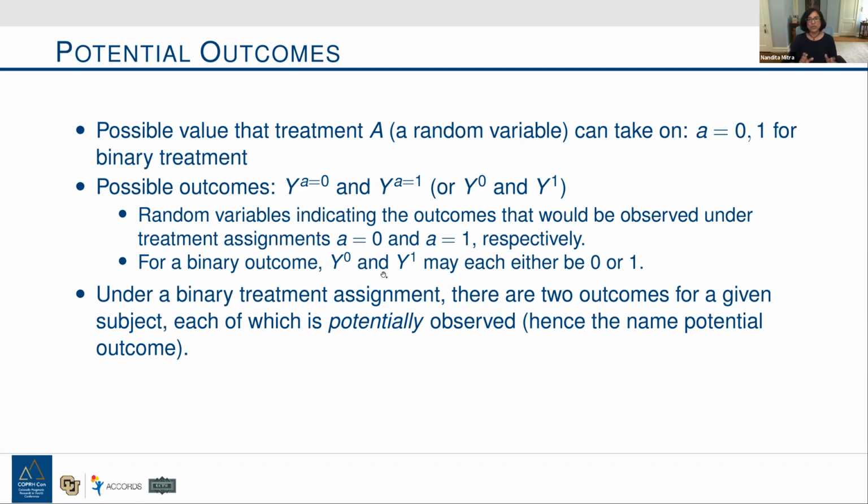So there are these binary outcomes, Y0 and Y1. For example, if we're thinking of binary outcomes, and those are under these 2 hypothetical scenarios. So these are our potential outcomes. And under a binary treatment assignment, there are 2 outcomes for a given subject, each of which is potentially observed. So one of them is observed and the other is unobserved.